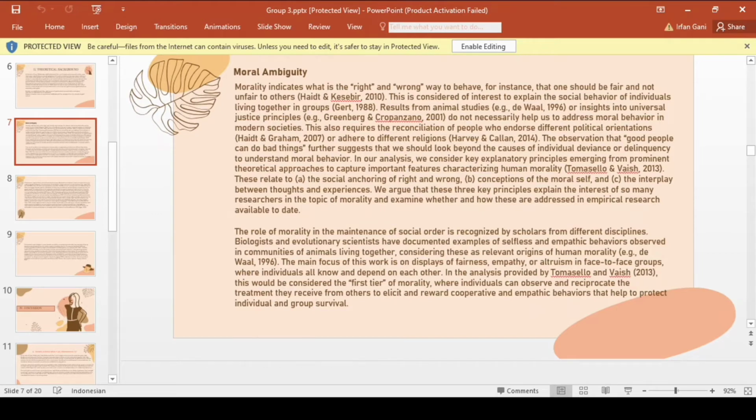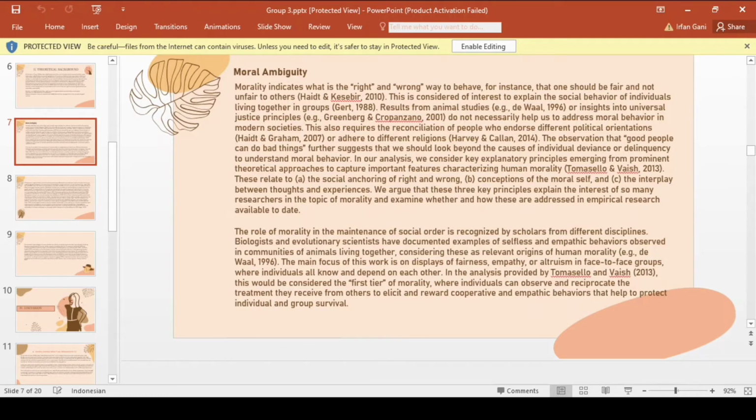The observation that good people can do bad things further suggests that we should look beyond the cause of individual defiance or delinquency to understand moral behavior. In our analysis, we consider key explanatory principles emerging from prominent theoretical approaches to capture important features characterizing human morality. This relates to A. The social anchoring of right and wrong, B. Conception of the moral self, and C. The interplay between thoughts and experiences.